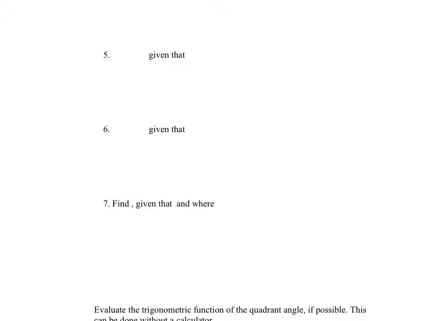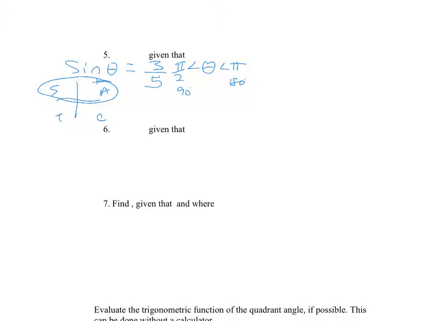So now for number 5, it says that the sine of theta is equal to 3 over 5. And it says a constraint, theta is between pi over 2 and pi, which is 90 degrees and 180 degrees. So if sine is positive, and we know all students take calc, sine ratio has to be in one of these two. But if we've got to be between 90 and 180, we know that we've got to be working in quadrant 2. So now I'm going to set up my triangle in the second quadrant.